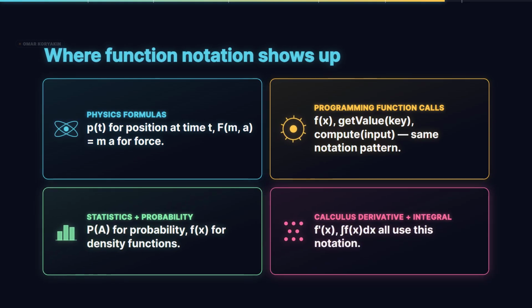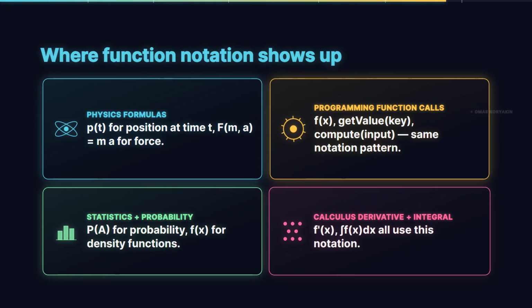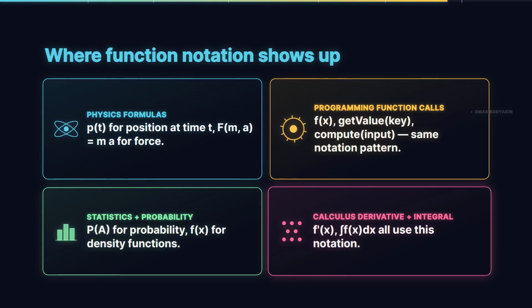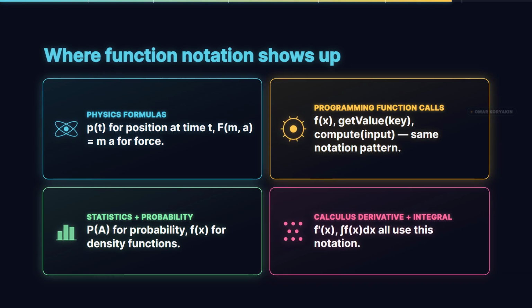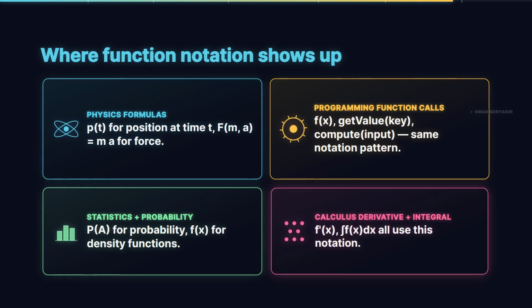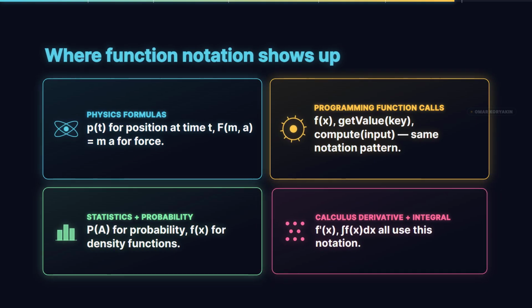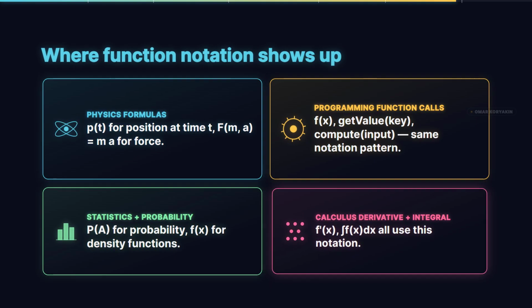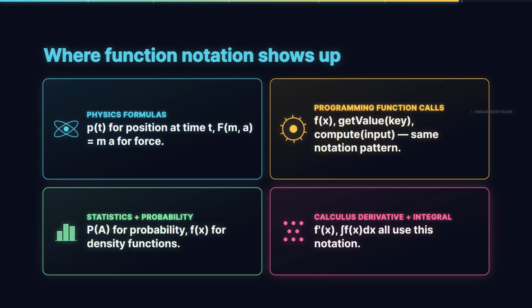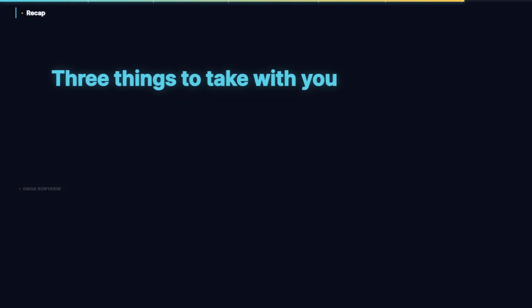In calculus, the derivative of a function f is written f prime of x or df over dx, with the f prime notation being a derived function evaluated at x. The integral notation, integral of f of x dx, sums function values across an interval. Both the derivative and the integral are operators that take a function and produce a new function, and the notation makes the operator structure clean and unambiguous. The function notation skills you build today are the literal first step into all of calculus and into every quantitative discipline that uses calculus. 3 things to take with you from this lesson today.